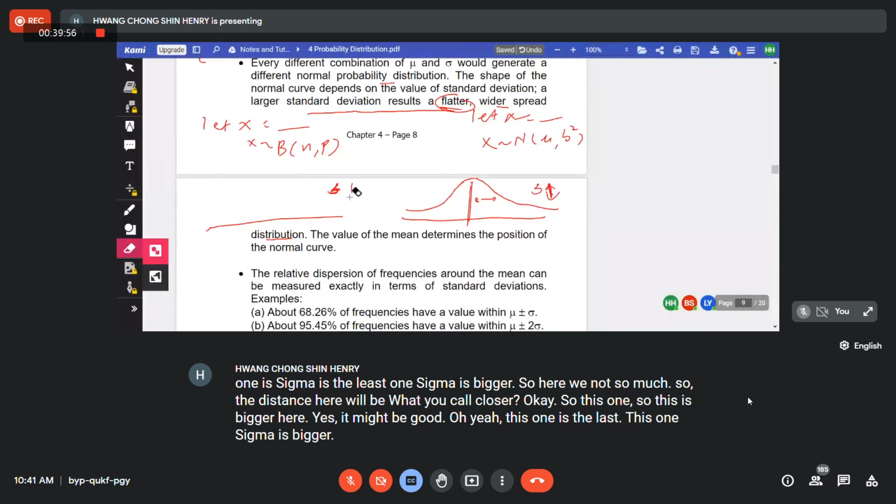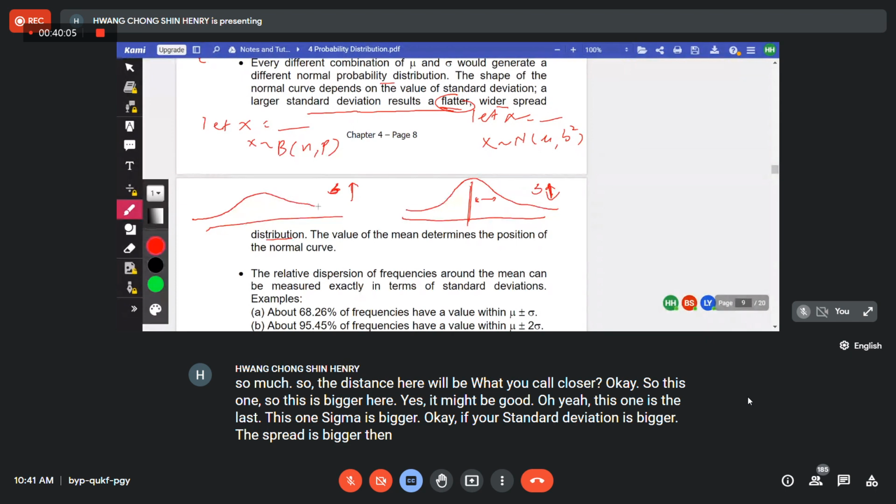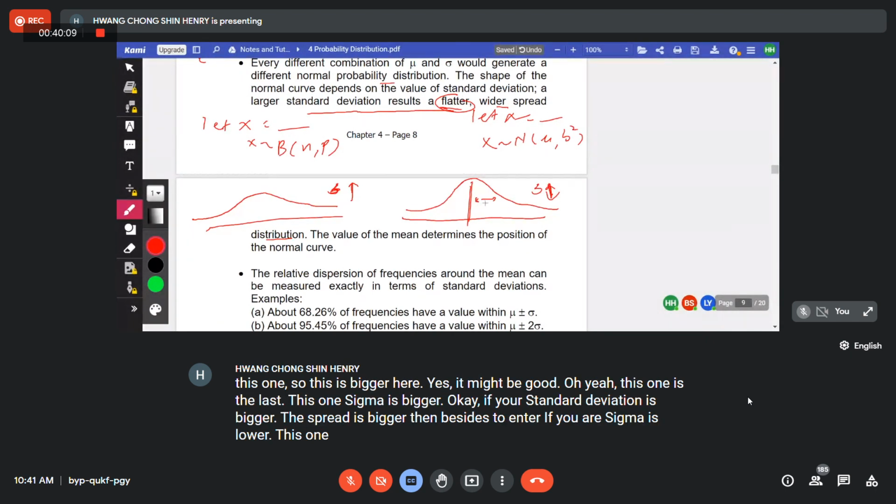I repeat, if your standard deviation is bigger, the spread is bigger, then this one is flatter. If your sigma is lower, this one will be closer, so the spread is lower. This one will be taller. Can you see the difference?